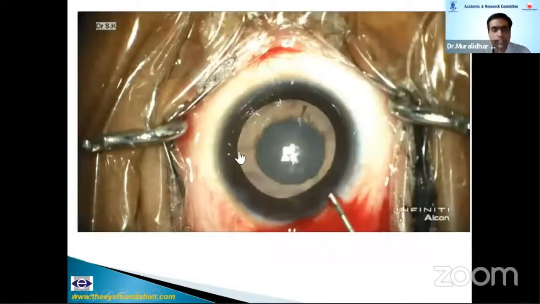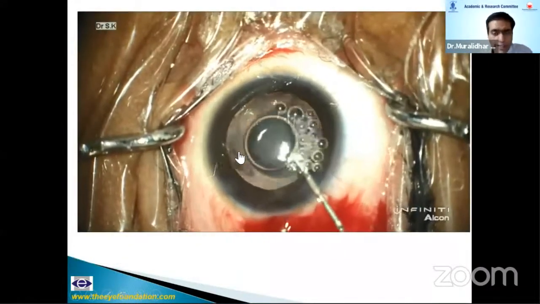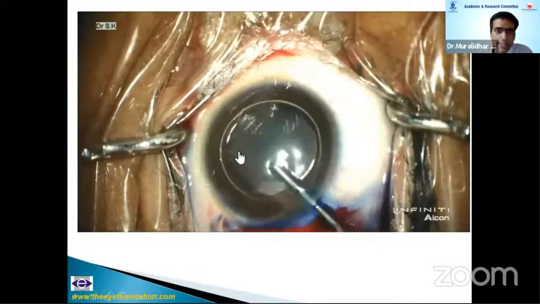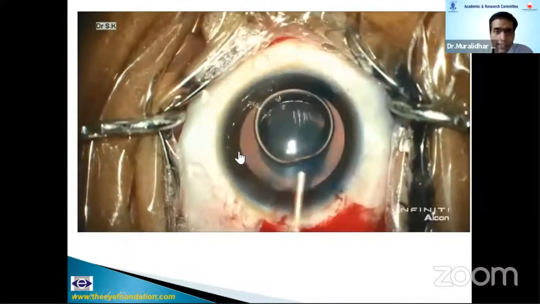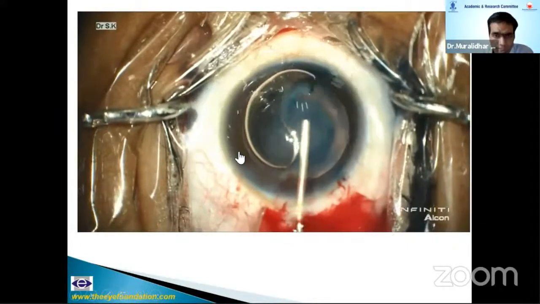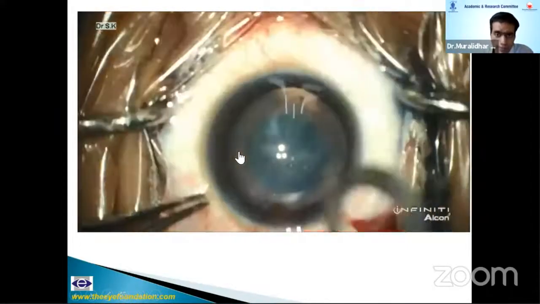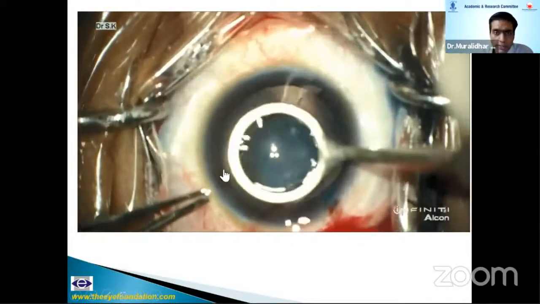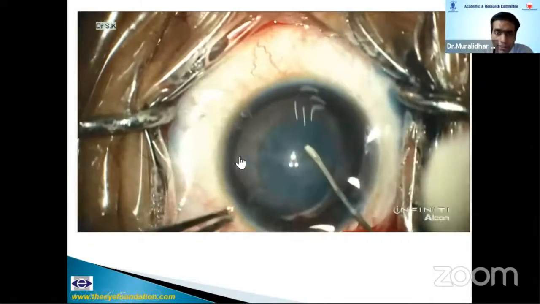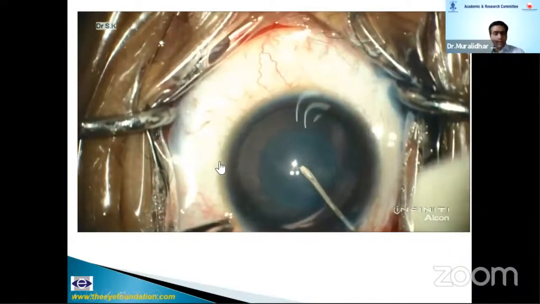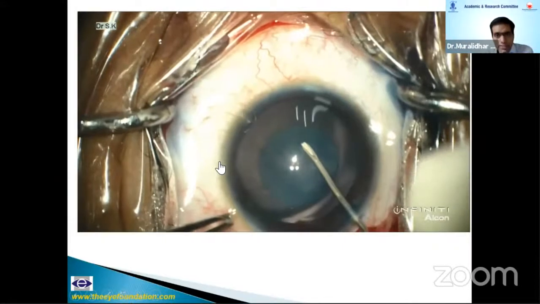I propose this for between 1 to 4 years, where you use the side port to do a rhexis. Again, I use trypan blue only in those patients where there is no glow. Otherwise, I do not use trypan blue. For between 1 to 4 years, you can use the side port and use a micro forceps to guide your rhexis.